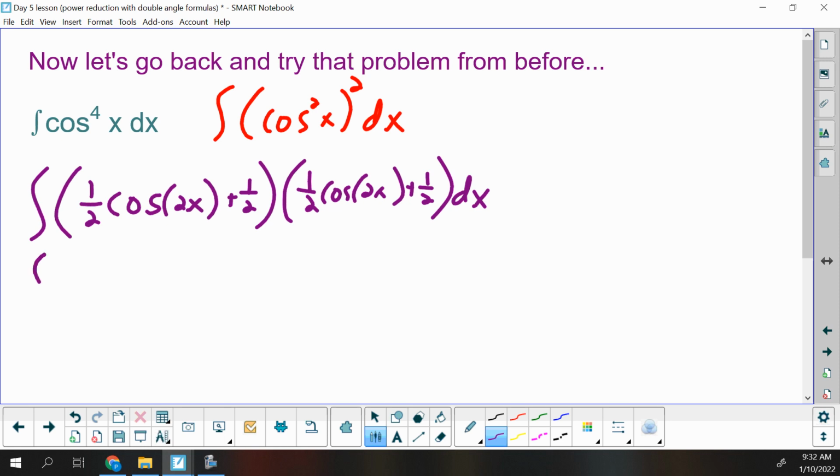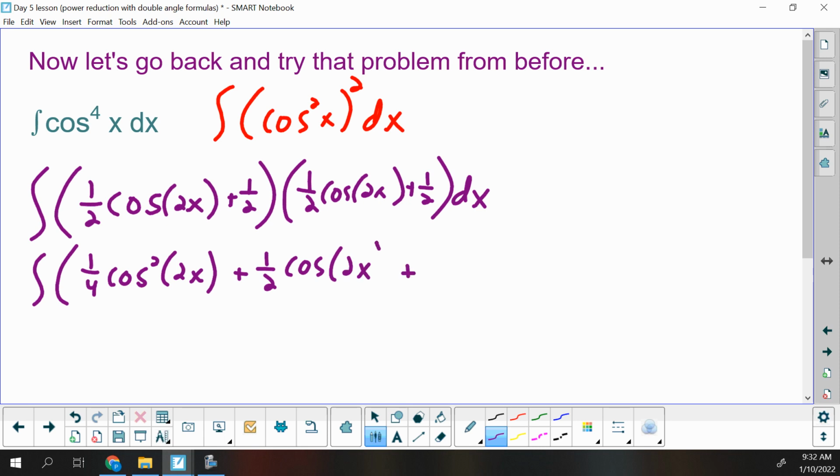Well, we can multiply that out. That's going to give us 1/4 cos squared 2x. When we do our outers and inners, each time we're going to get 1/4 of a cos 2x. So altogether, that'll give us 1/2 of a cos 2x. And we'll have a plus 1/4 on the end.